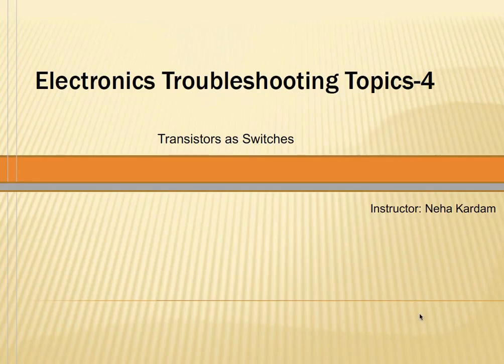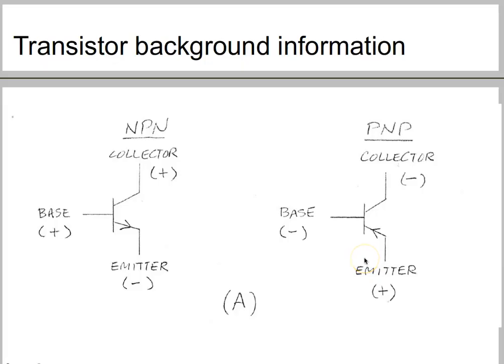In this lecture, we're going to learn about transistors as switches. So, transistor background information, as you can see on the screen, we have NPN and PNP transistors, and this is the symbol of these two types of transistor.